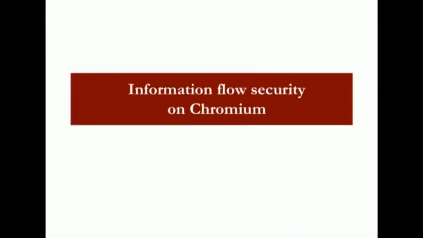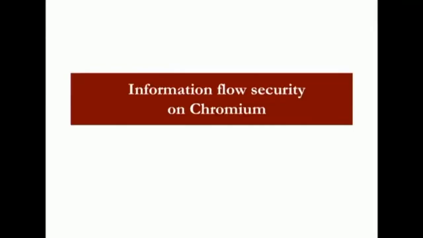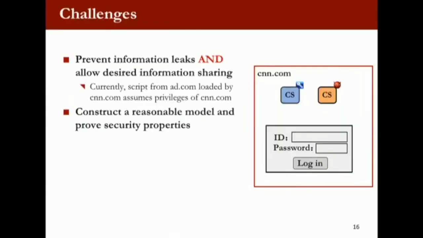I'm going to talk about one specific work that we did on Chromium, which is the open source version of Chrome. Here, we want to prevent information leakage in the browser, like the one I showed you in the example. But at the same time, I also want to allow desired information sharing. Right now, if I embed a script from ad.com, this script has full access, and is considered to be running from the same origin as the main page. Here my main page is CNN. Even if I load the script from ad, that script would be considered as if it's from CNN as well.